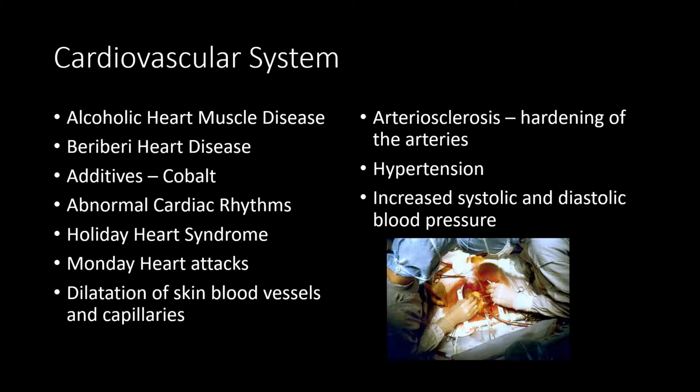Alcohol affects the cardiovascular system. There's a thing called alcoholic heart muscle disease, beriberi heart disease. Additives in beer to make it foam, or hold its foam better, include cobalt, which can be damaging to the cardiovascular system. Alcohol can result in abnormal cardiac rhythms.